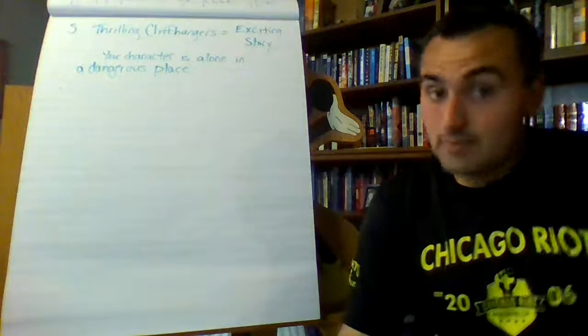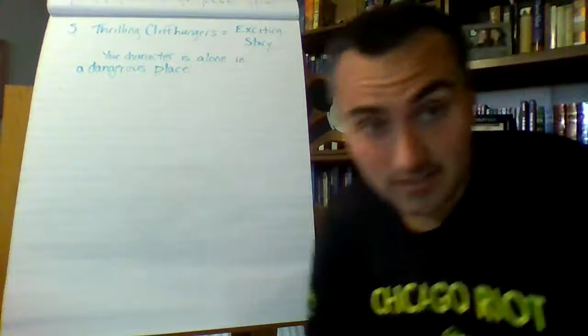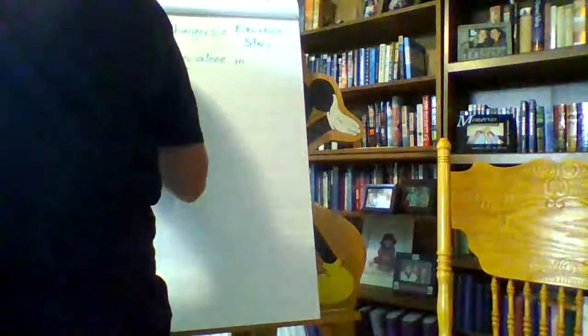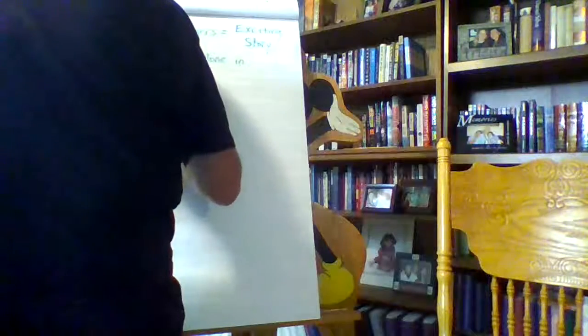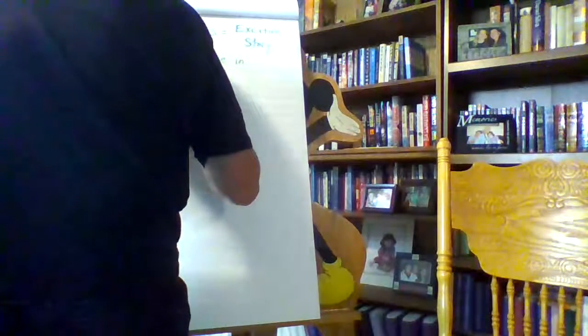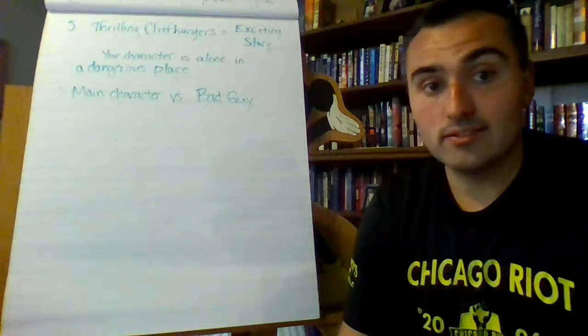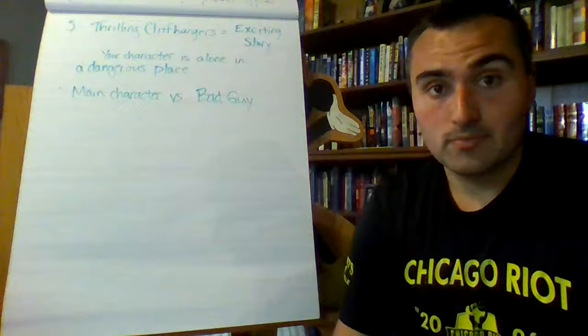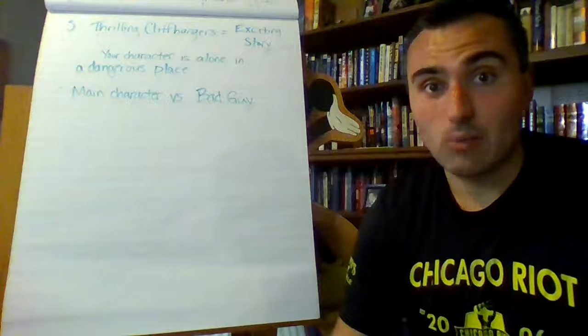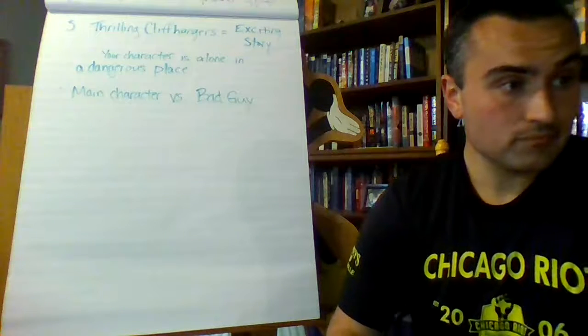Okay, a big one. The main character has to face the bad guy. So I'm going to say main character versus bad guy. So there might be a point where your character has to confront the criminal. How are they going to handle that? What happens because of that?